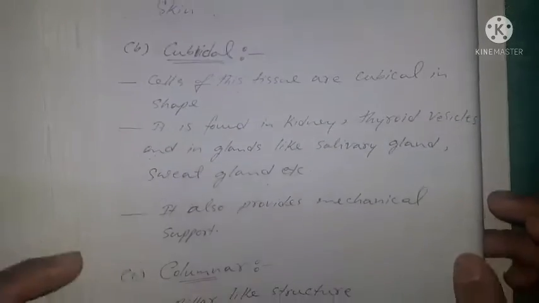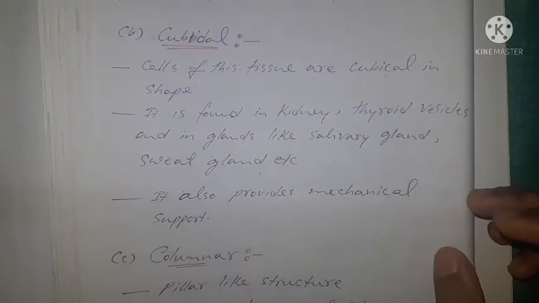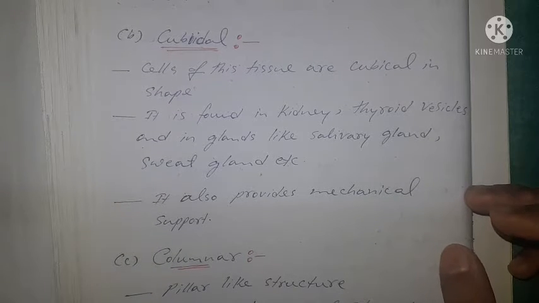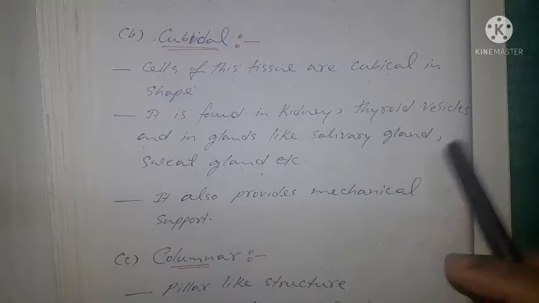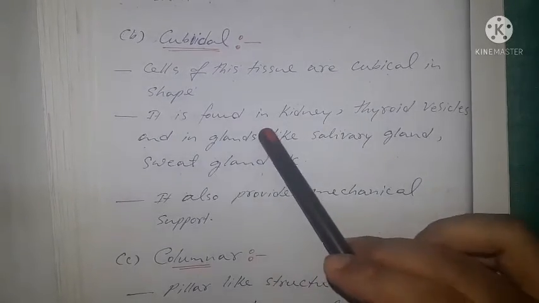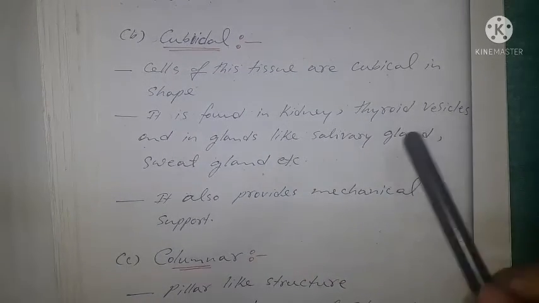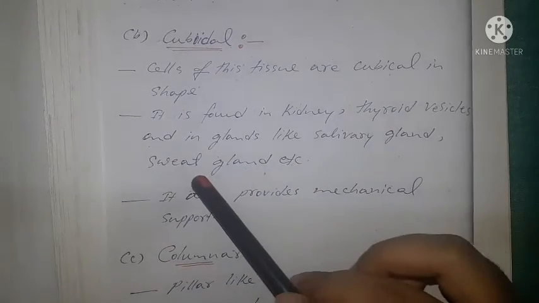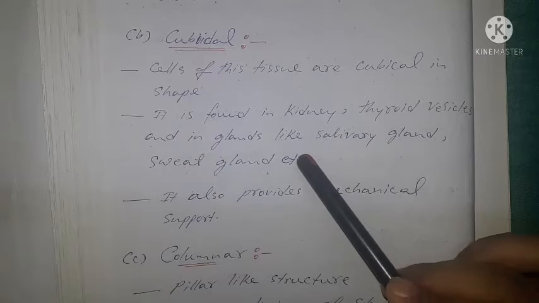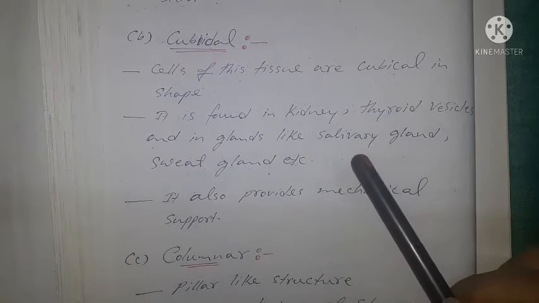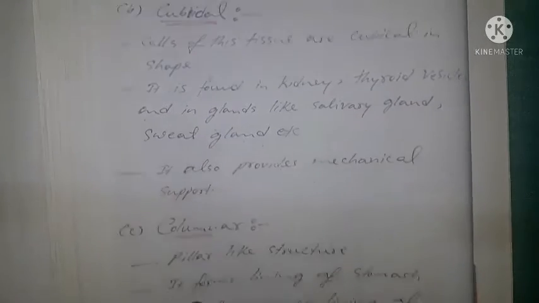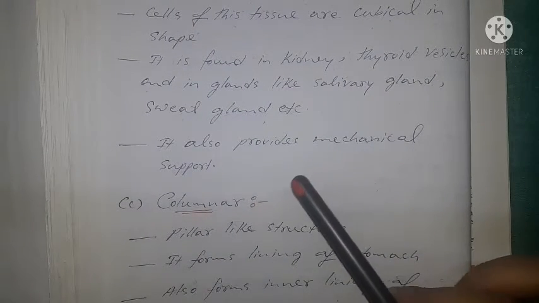The second one is cuboidal. In cuboidal, cells of these tissues are cubical in shape. It is found in the kidney, thyroid vesicles and in the glands like the salivary gland, sweat gland, etc. It also provides mechanical support.